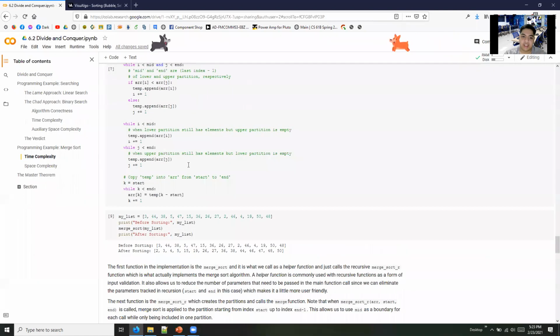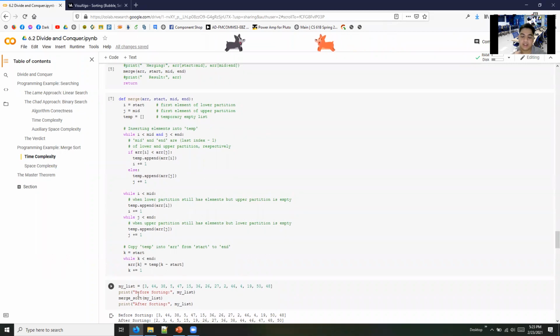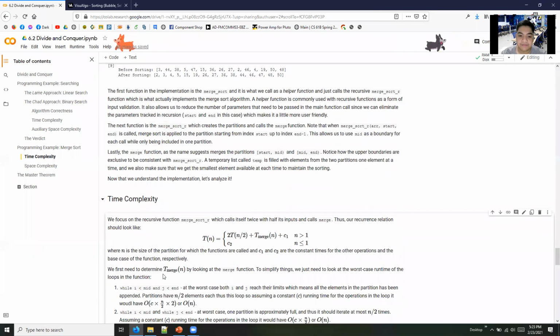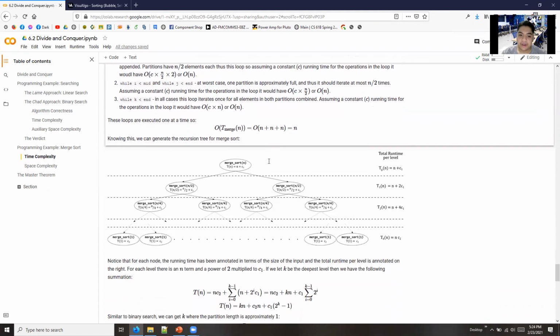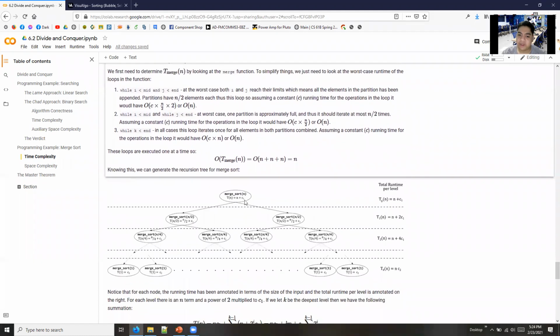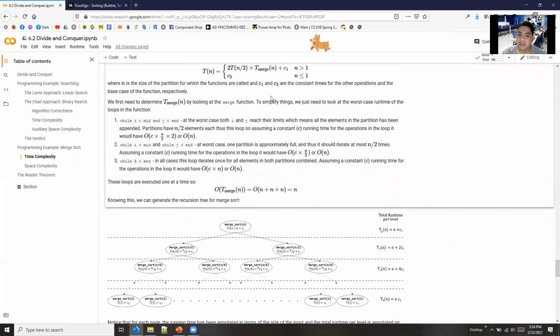And then looking at our function here, there are no nested for loops or while loops, so we can expect the time complexity of our merge operation to be O of n. Knowing that, we can proceed to the recursion tree, wherein for a specific level, we put the running time of the merge function itself without the recursive call, which is just n plus some constant c1.